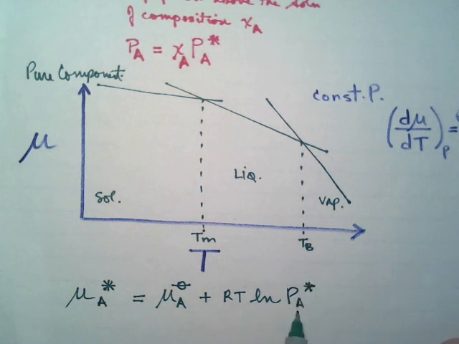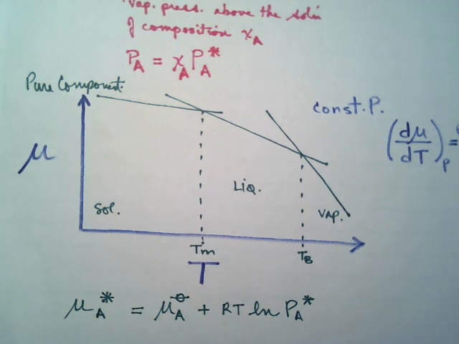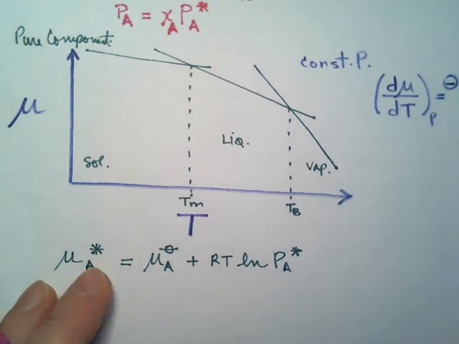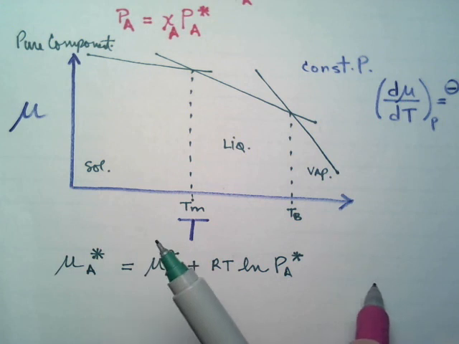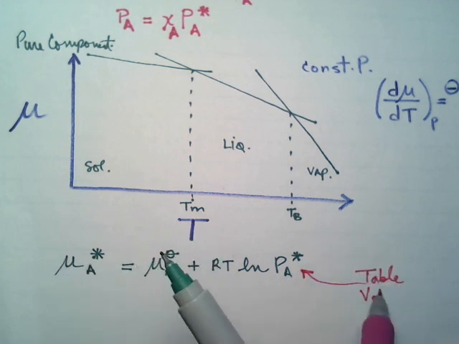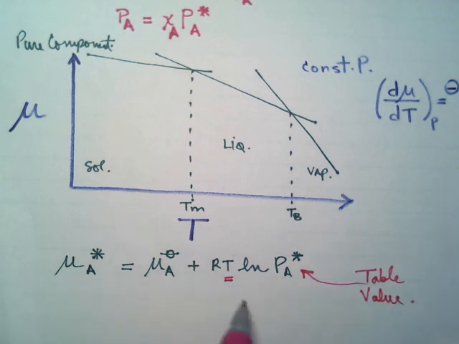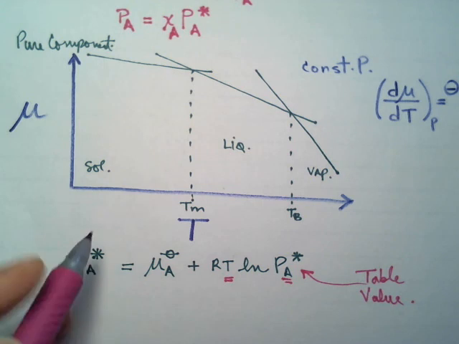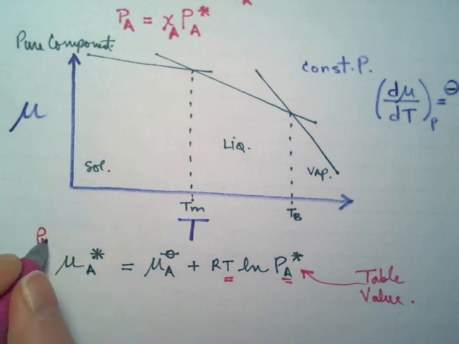Now I would look that up in a table. That's a table value. You just locate the temperature, find this in a table. You locate the temperature and you look up A, and it'll tell you what the vapor pressure of A should be at that temperature. Okay, so this is pure. Let's make the notes complete here. So this is for the pure liquid A.